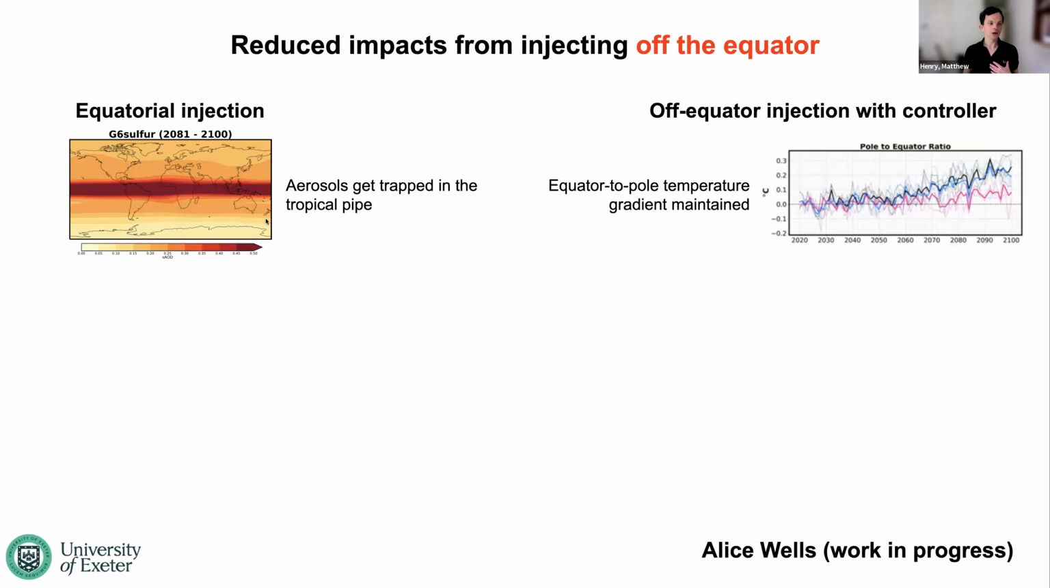On the left here, I'm showing the stratospheric aerosol optical depth, which shows that the aerosols tend to get trapped in the tropical pipe in the stratosphere. Whereas for the injection at the 4 different locations, you can do a better job and you can maintain the equator-to-pole temperature difference, which is the pink line here, which is near the 0 line, whereas the black line is the SSP 585 change in pole-to-equator temperature ratio, and the blue is when you do the injection at the equator.